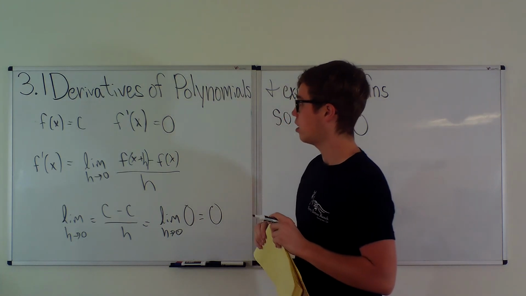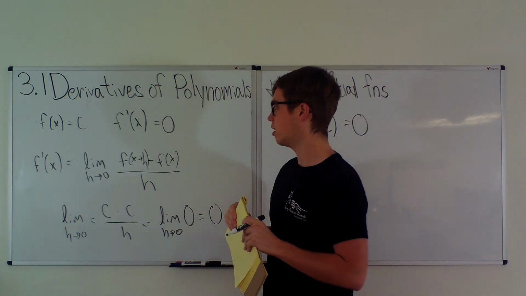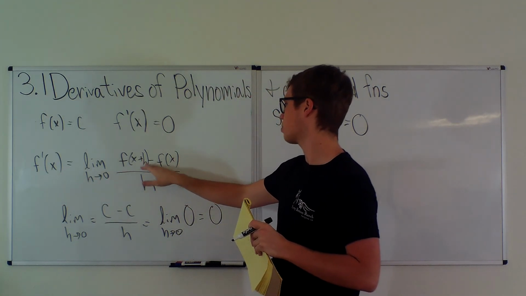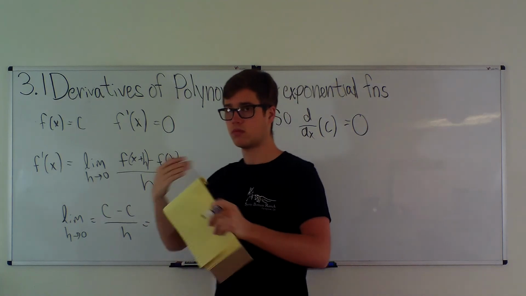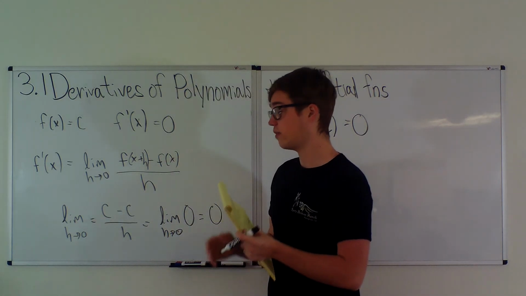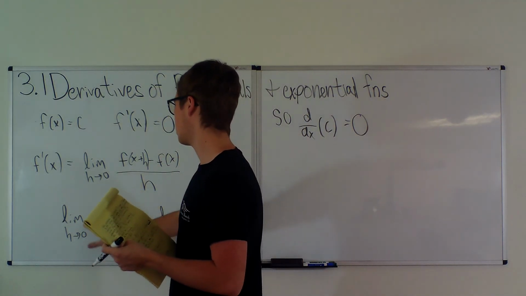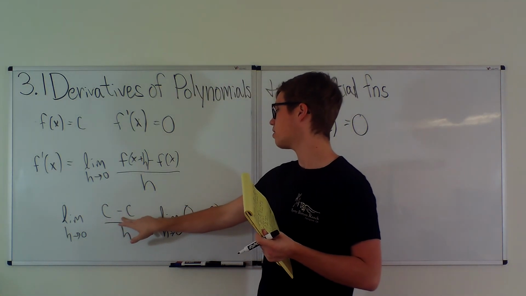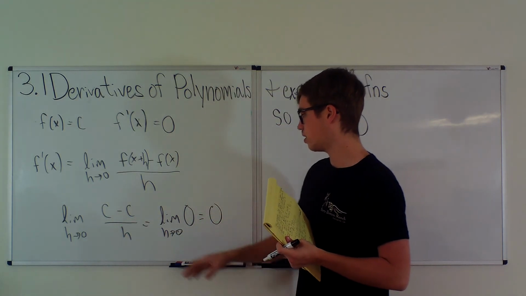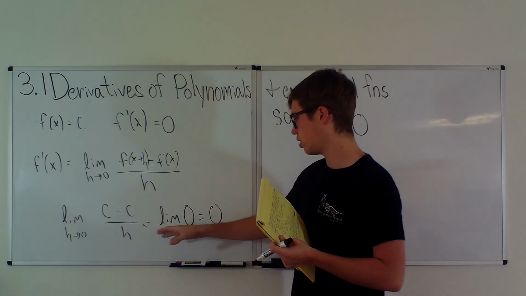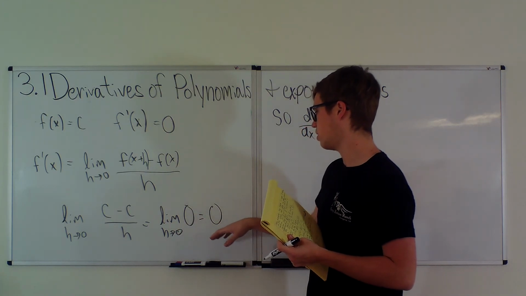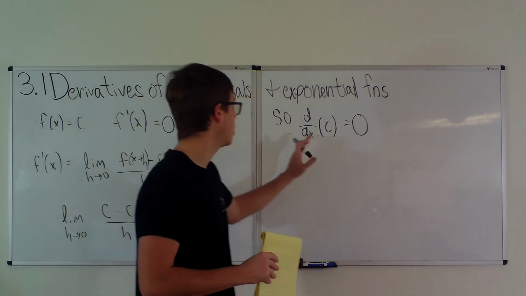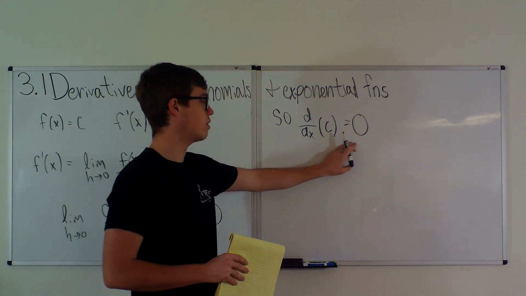Well, how do we know that? Well, let's just plug it into the formula for the derivative. So f prime of x is equal to the limit of f of x plus h minus f of x all over h. We know this. It's pretty simple. We've gone over it a lot. And so now that comes down to the limit as h approaches 0 of c minus c over h, which is equal to, because c minus c is 0, the limit of 0 as h approaches 0, which is equal to 0. So we can see that the derivative of a constant c is equal to 0.